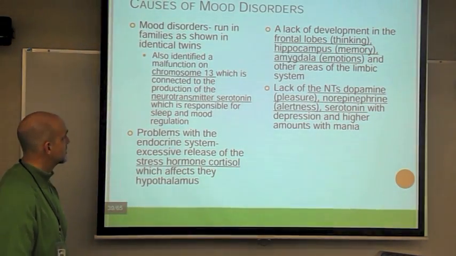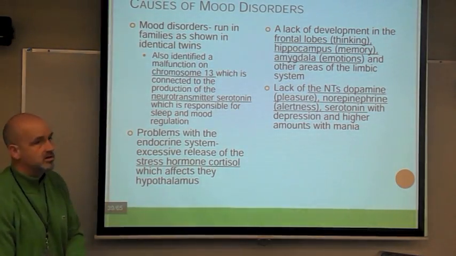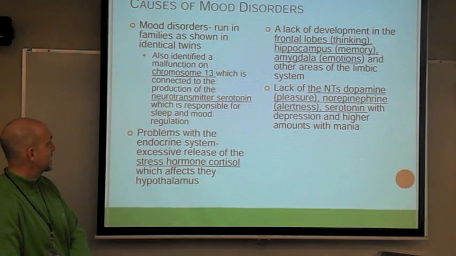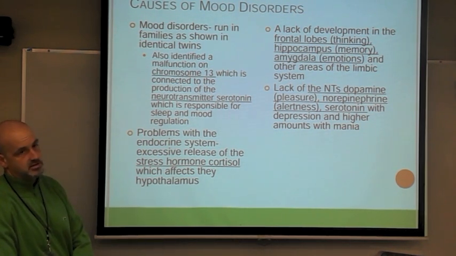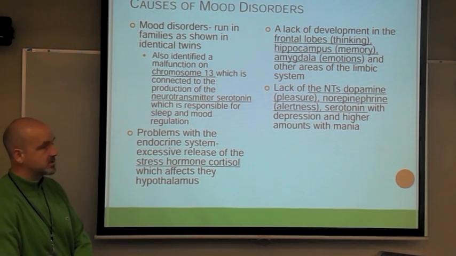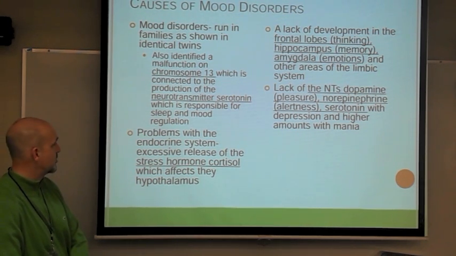Now, causes of mood disorders. Okay? Mood disorders can run in families. They can be genetic. Okay? One thing they found is a malfunction on chromosome 13, which is connected to the production of the neurotransmitter serotonin. Serotonin, remember, is a mood stabilizer. So people that have a mood disorder obviously have a lack of serotonin.